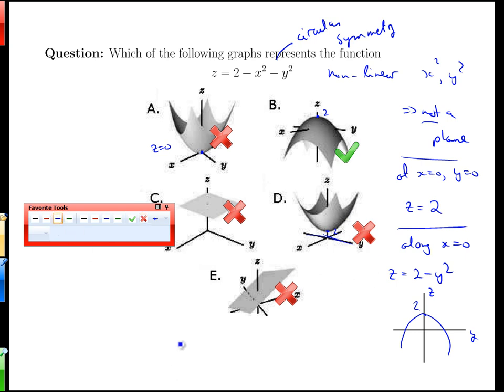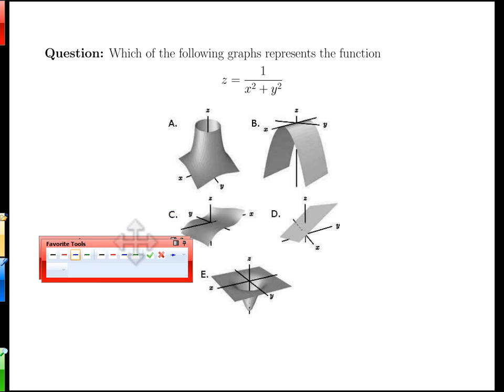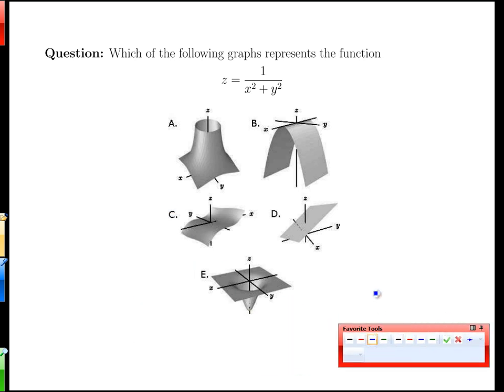So hopefully that agreed with your own logic. Let's take a look at another example. Much more exotic family of functions here. So z equals 1 over x squared plus y squared. Let's take a look at that and take a look at your graphs.